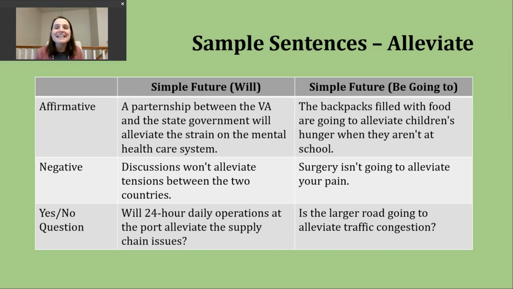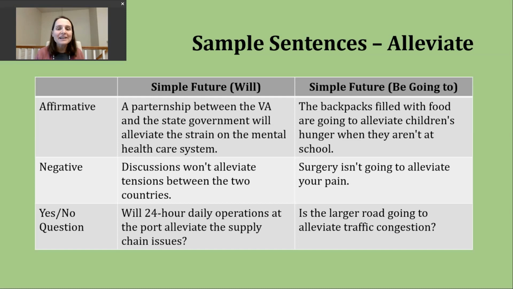So now let's focus on the structure for both of these simple future sentences. To make an affirmative sentence in the simple future using will, you're going to use will and then the base verb. Okay? This is true no matter what our subject is. Let's take a look at an example sentence. A partnership between the VA and the state government will alleviate the strain on the mental health care system.